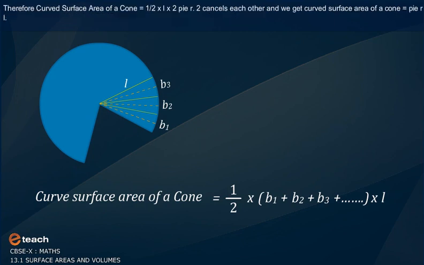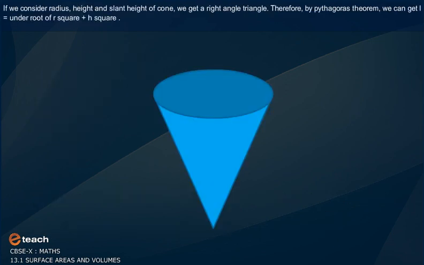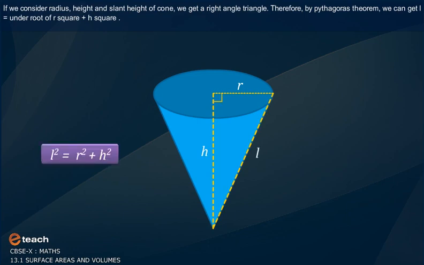Therefore, the curved surface area of a cone is equal to 1 by 2 into L into 2 pi r. 2 cancels each other and we get the curved surface area of a cone is equal to pi r L. If we consider the radius, height and slant height of the cone, we get a right angle triangle. Therefore, by Pythagoras theorem, we can get L is equal to under root of r square plus h square.